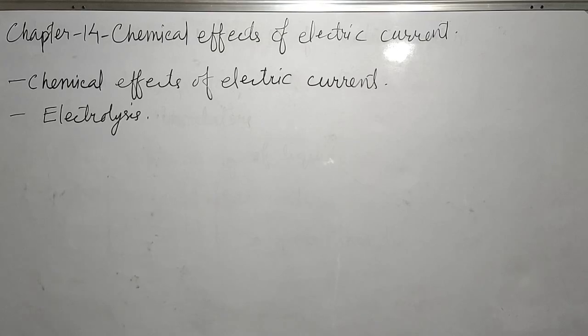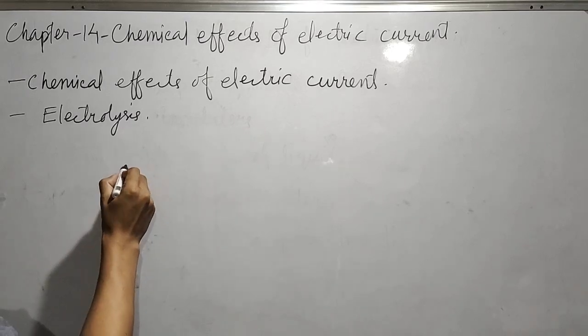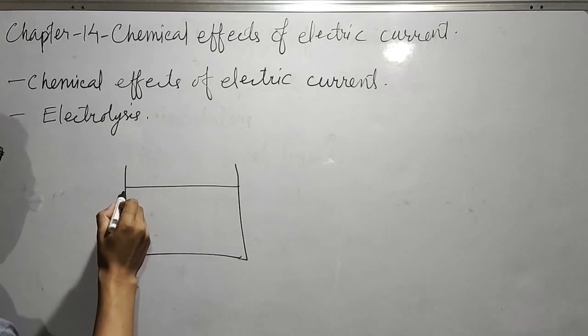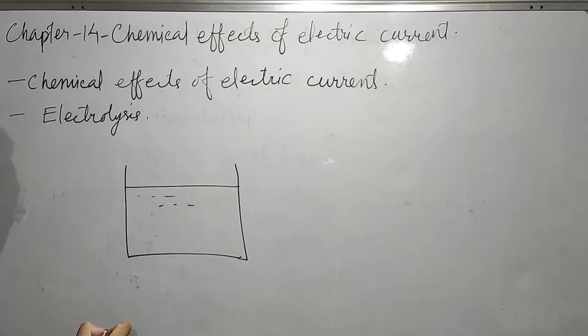Electrolysis involves the passing of electric current through the electrolyte. An electrolyte is a solution. The electric current is passed through the solution with the help of two electrodes, which are called cathode and anode. You can see the construction here. This is the solution and that is known as the electrolyte.